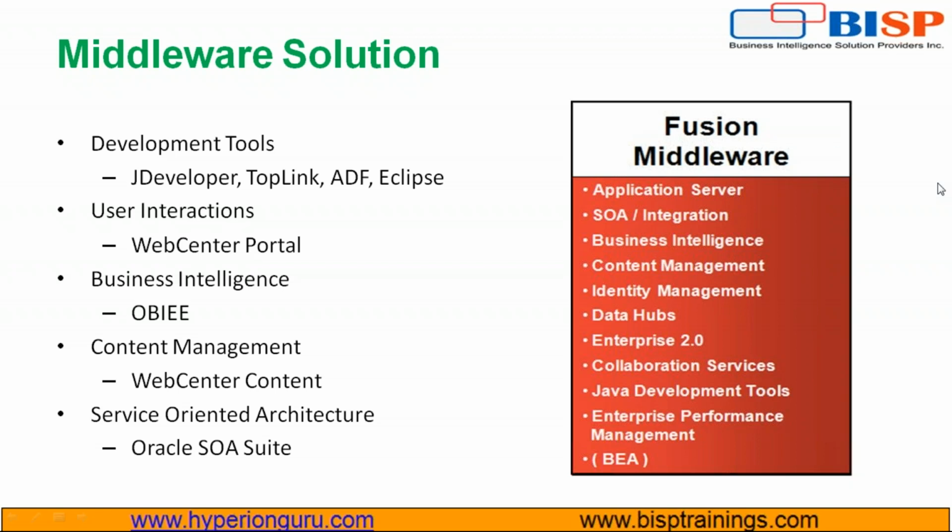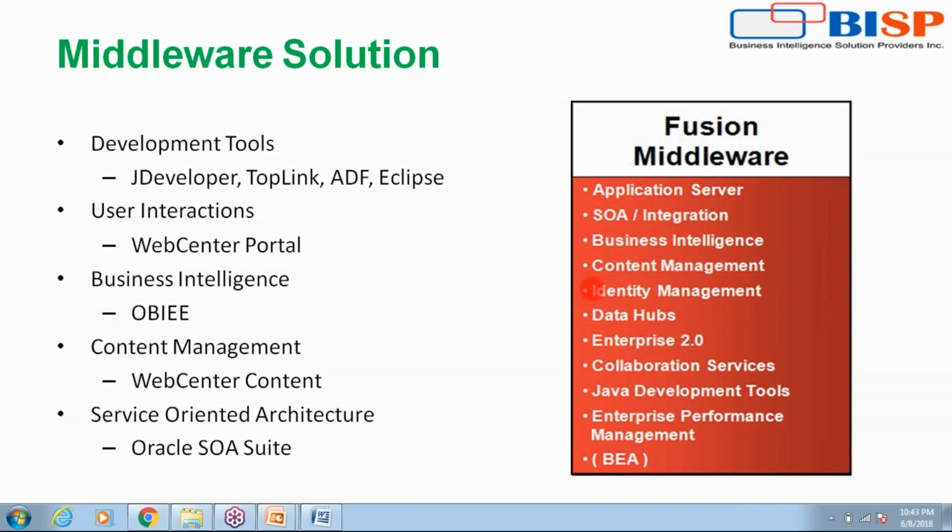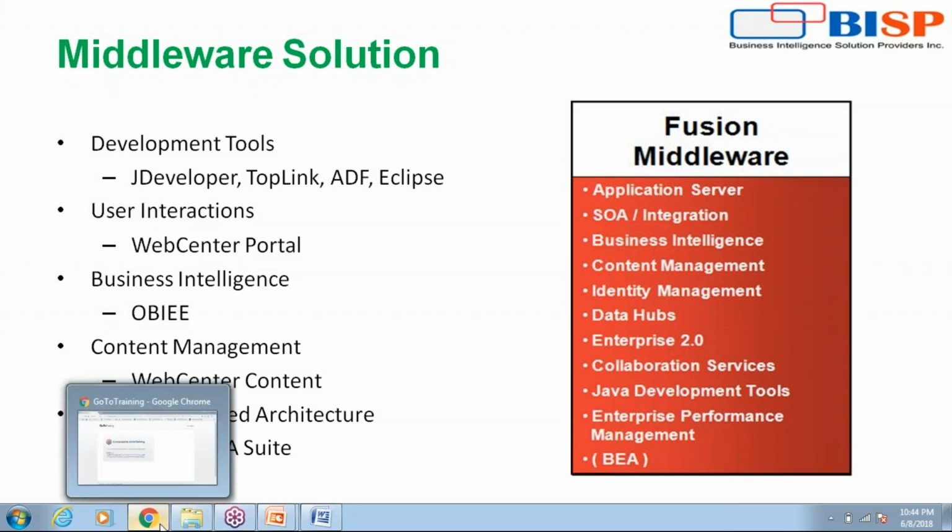In a nutshell, this is what you can see, and it actually covers most of it. So you have application server, SOA, business intelligence, content management, identity management, data hubs, enterprise 2.0, collaboration services, Java development tools, enterprise performance management, and OBIEE. Anyways, this is the older one, which is now popularly known as your WebLogic. So there is a variety of products within your Fusion Middleware stack. It's a big stack. You can just type in Fusion Middleware and you can see it on the Oracle website.